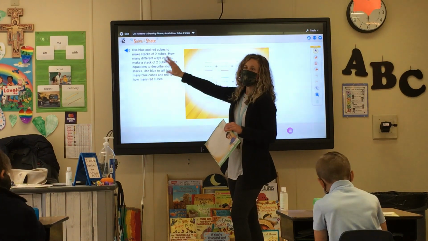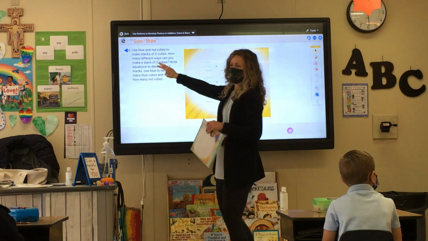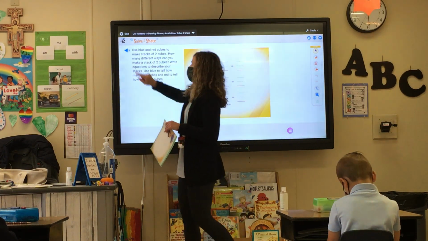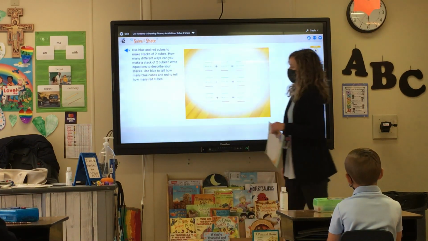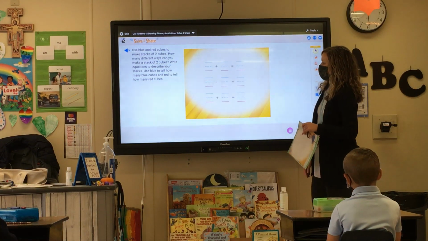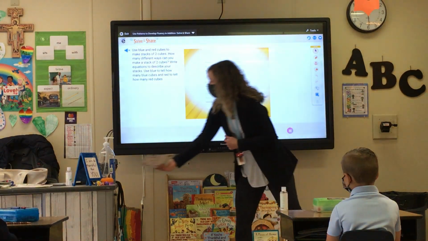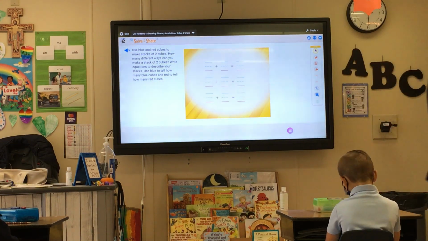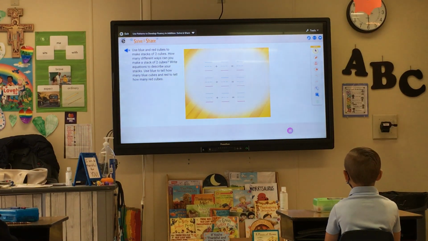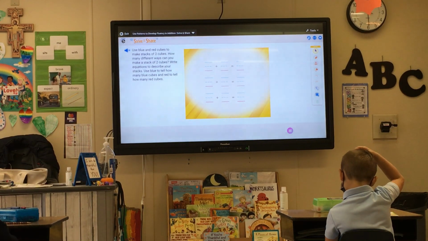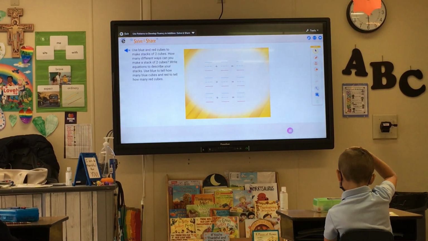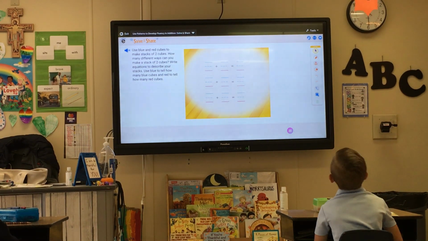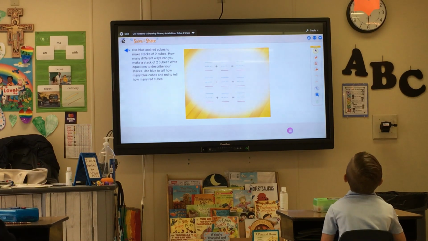I want you to listen to the numbers we're going to be using for these equations. Ready? Here we go. Use blue and red cubes to make stacks of 2 cubes. How many different ways can you make a stack of 2 cubes? Write equations to describe your stacks. Use blue to tell how many blue cubes and red to tell how many red cubes?